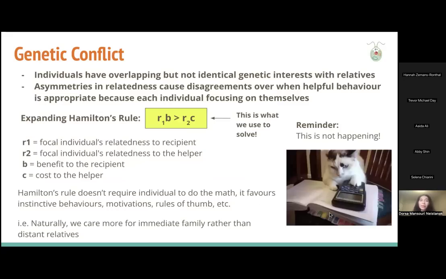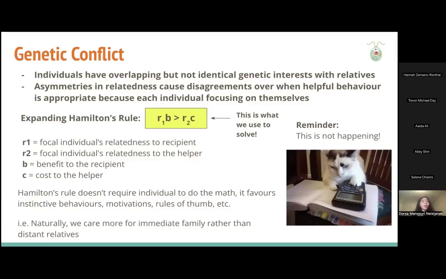So we don't always see eye to eye with our family members, and this is the case when we talk about cooperation because it inevitably comes with conflict. This is because individuals have overlapping but not identical genetic interests with their relatives. In other words, there are asymmetries in the relatedness that cause disagreements over when helpful behavior is appropriate, because every individual is focusing on themselves and what the benefit to their inclusive fitness will be.